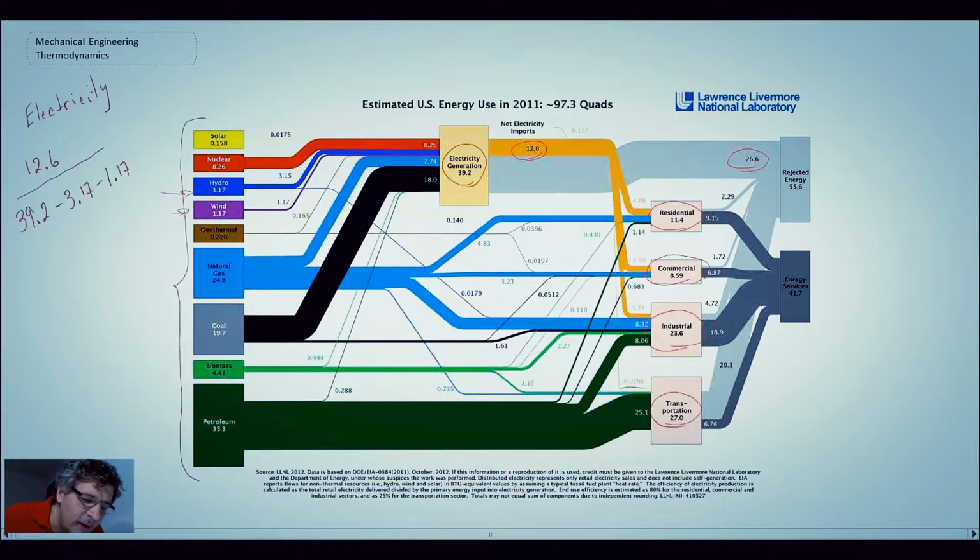Nuclear operates on a form of the Rankine cycle. Natural gas for electricity generation would be a combined cycle, so you'd have a Brayton cycle along with a Rankine cycle, and coal most certainly will operate off of the Rankine cycle as well. So in a way, this kind of gives us a global estimate as to the efficiency of the Rankine cycle for electricity production. And when you do the math here, what you get is 36.2%. So in terms of U.S.